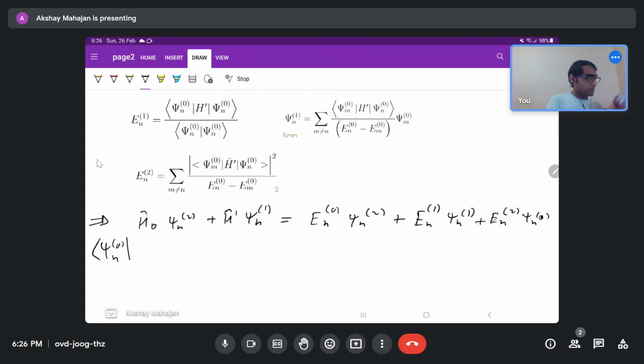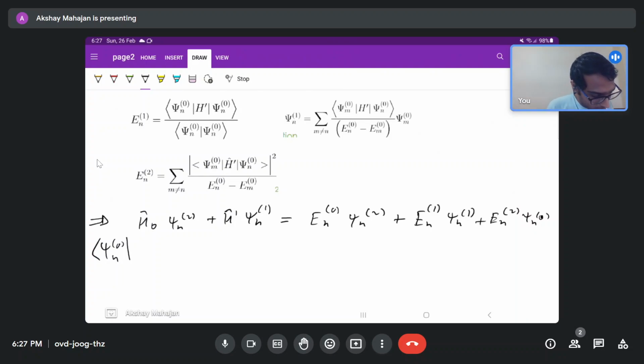Let me just check. Actually, sorry about that. Let me just check once. I'm not gonna waste time. For n equals to m, right? For n equals to m case. Okay, so let me just write it in the wave function form. Actually, in the ket form.